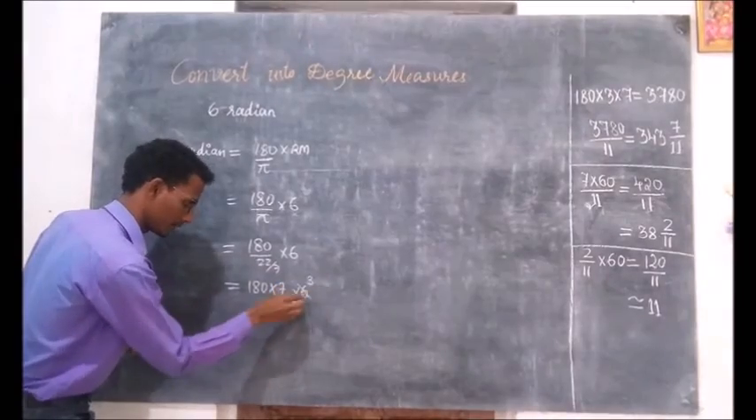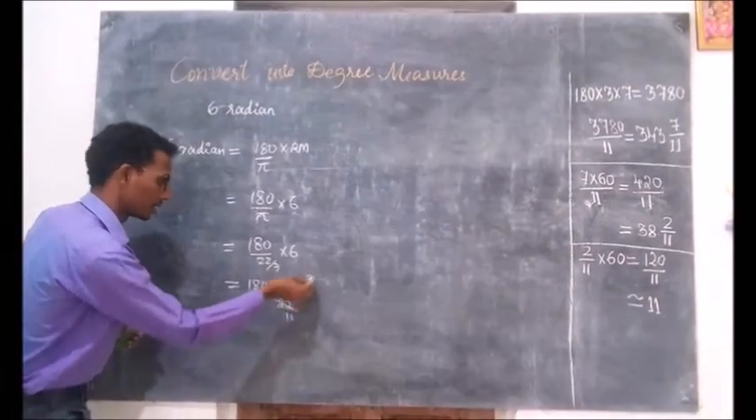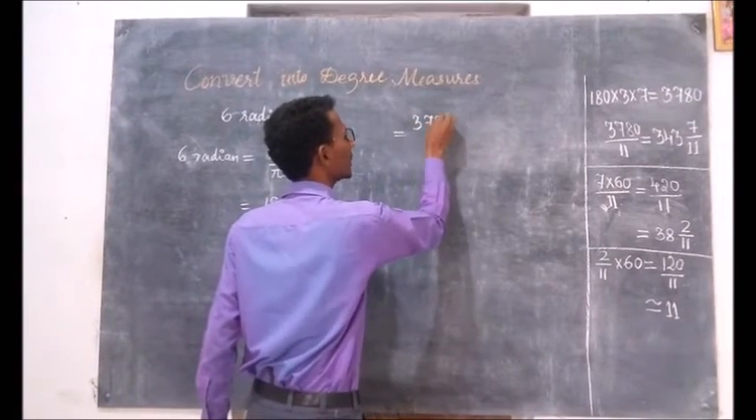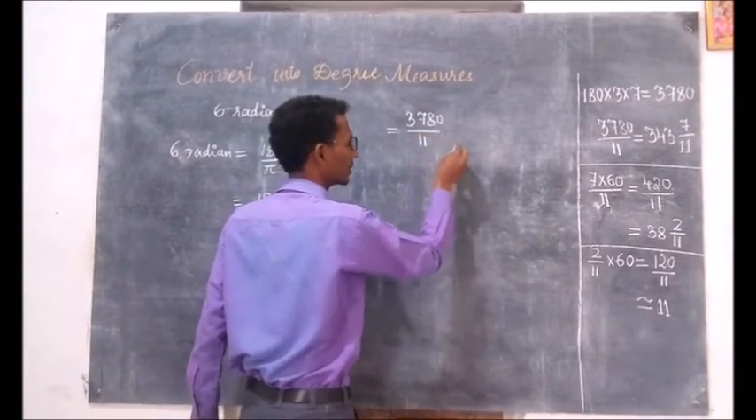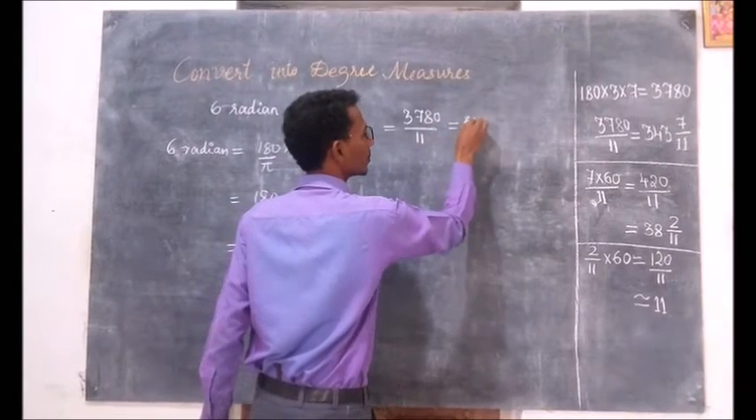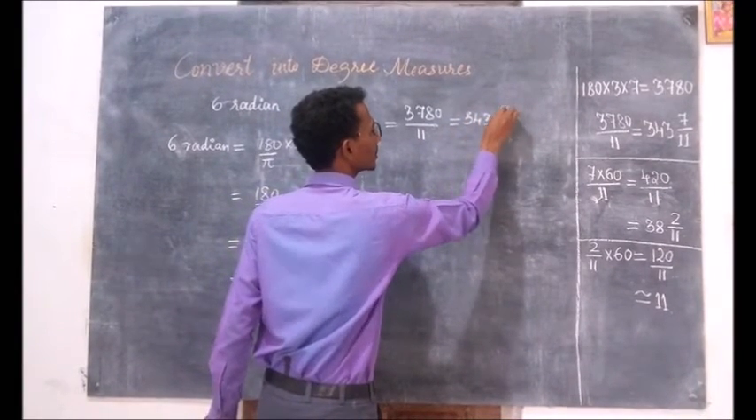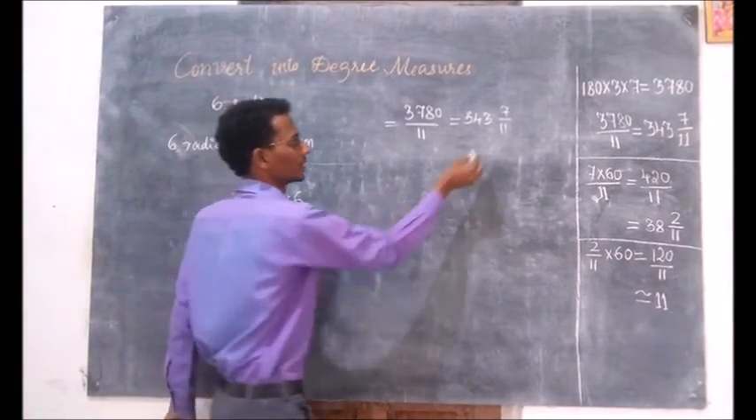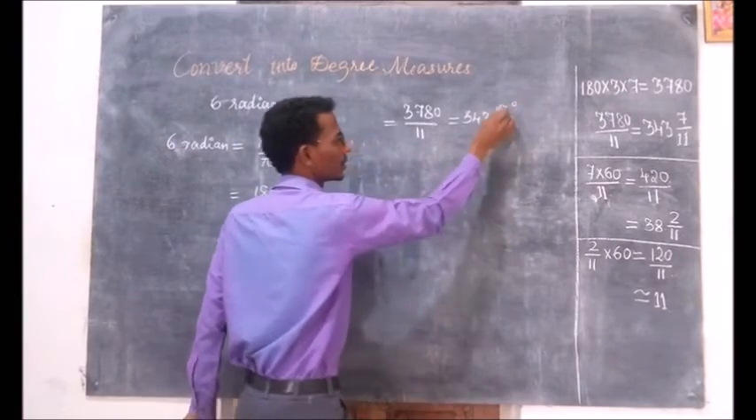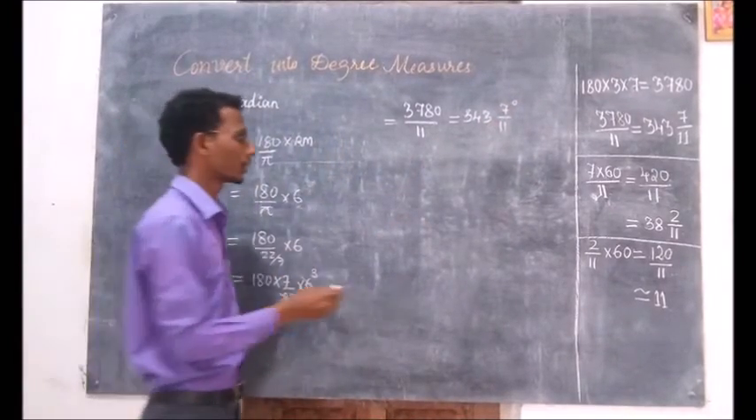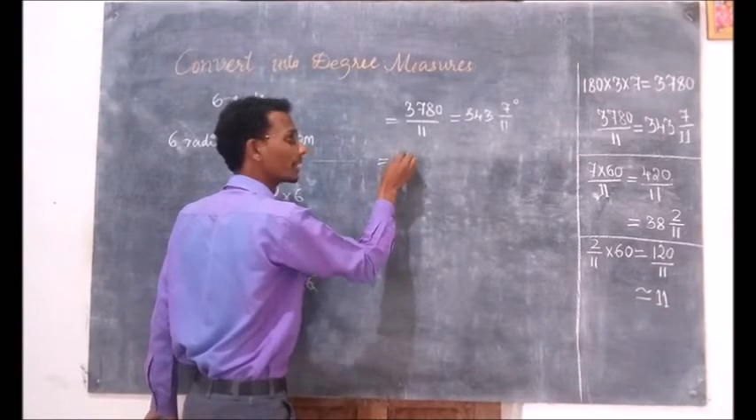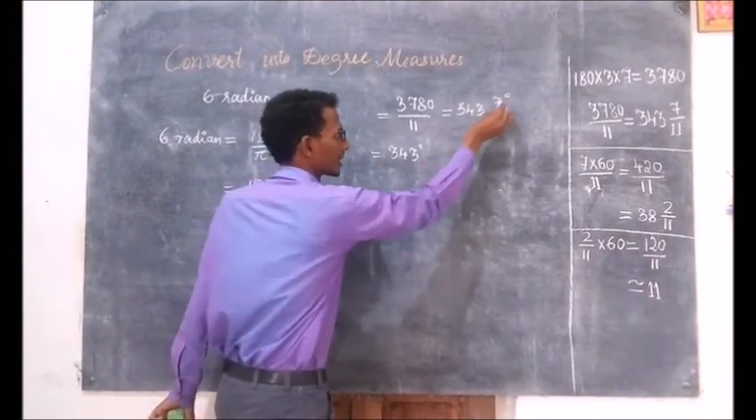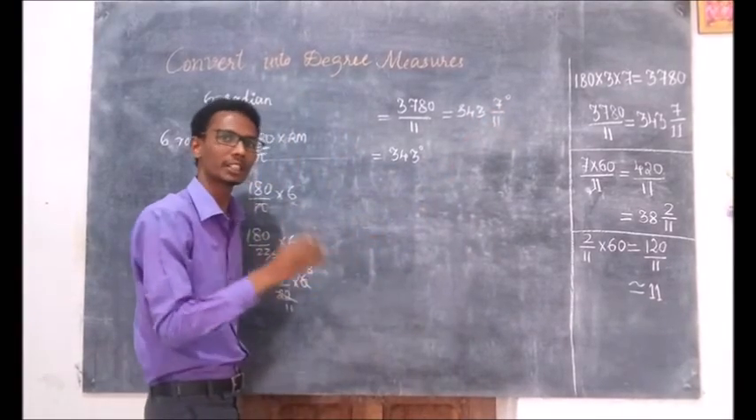2 3s are and 2 11s are. That gives us the 3780 divided by 11. That is equal to 343 7 by 11, as we have calculated over there. So we know that it cannot be written in the form of 7 by 11 degrees. So we want to convert that in the form of minutes. 343 degrees. This 7 by 11 degrees must be converted into minutes.